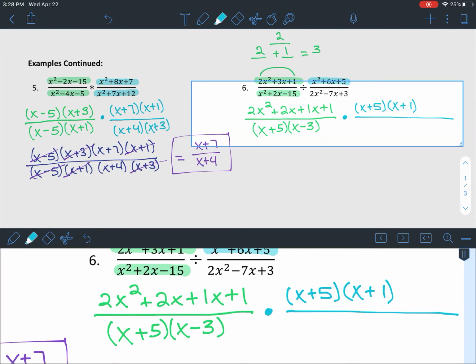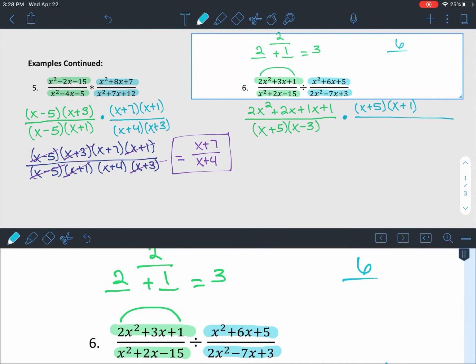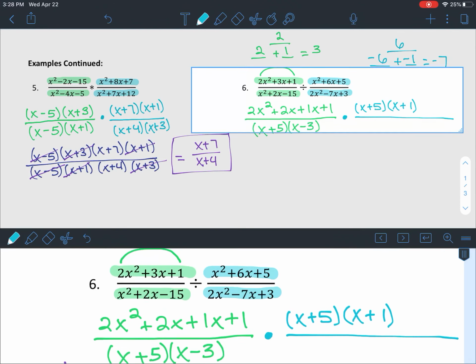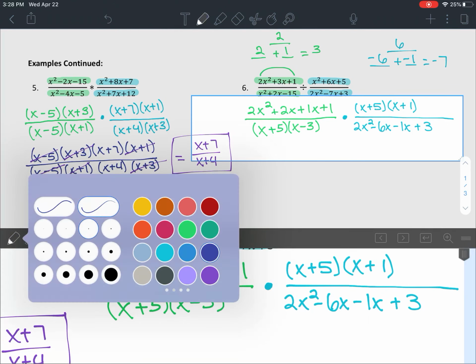And then on the bottom, ours is going to be a little bit longer because, again, we're going to have to multiply a and c. And we need two numbers that are going to multiply to give me 6, but are going to add to give me negative 7, which is going to be negative 6 and negative 1. So if I break that up, I'm going to have 2x squared minus 6x minus 1x plus 3 on the bottom there.